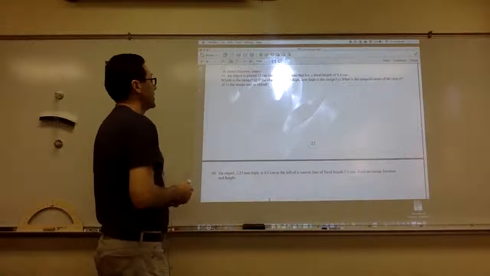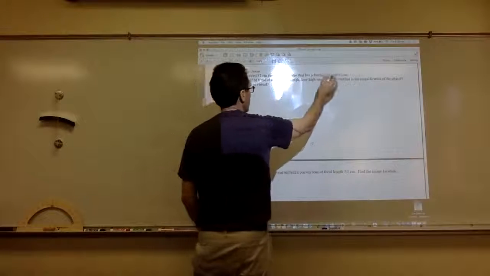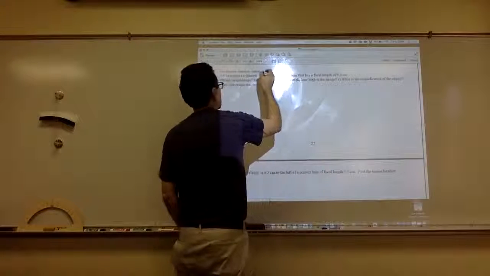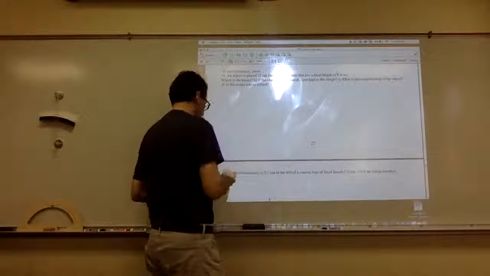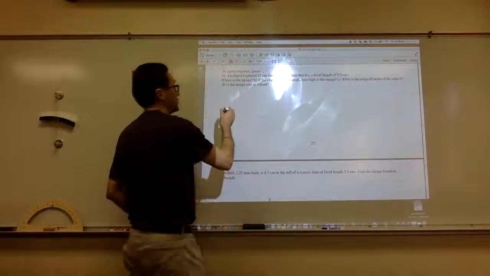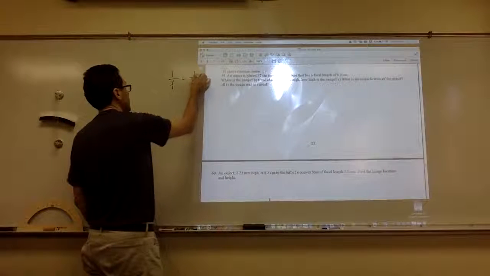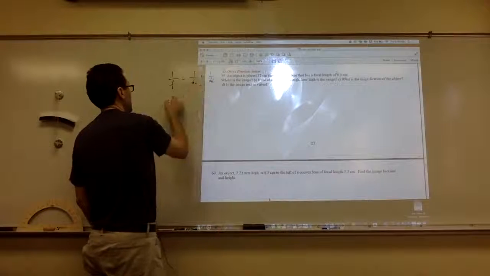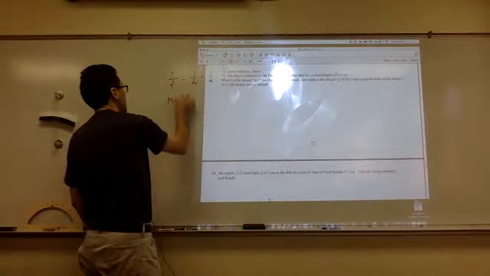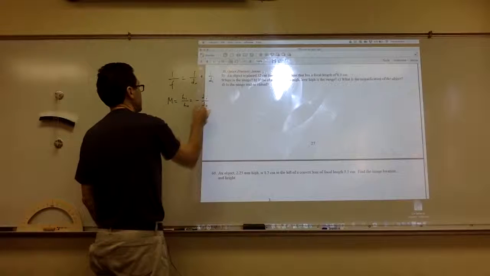An object is placed 30 centimeters in front of a convex, so that's converging, lens. So this is a positive f. This is the DO. What is the image? So we're going to do that same famous formula: 1 over F equals 1 over DO plus 1 over DI. And we're going to do the magnification: HI over HO equals negative DI over DO.